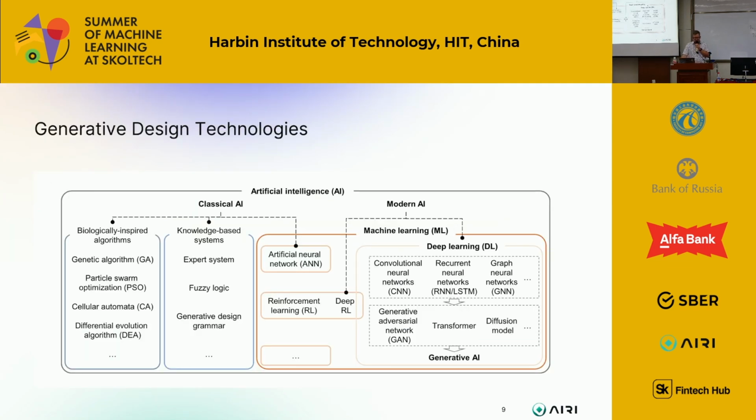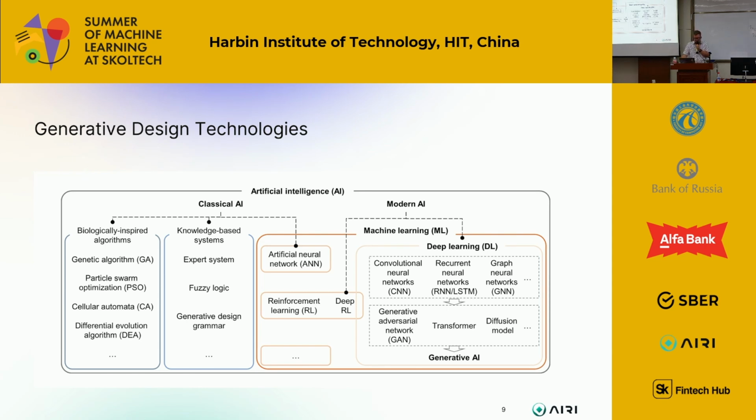When we speak about generative design technologies, we can take such a map of approaches that exist nowadays, and they can be grouped actually in two main groups: the classical AI approaches and the modern AI approaches. When we speak about classic approaches, here we can see genetic algorithms, some particle swarm optimization, expert system, fuzzy logic, and so on. So it's just classic ML, I think.